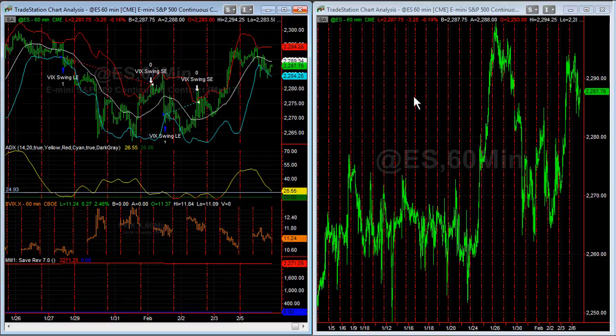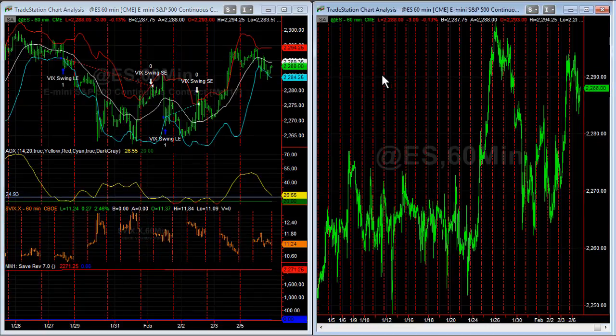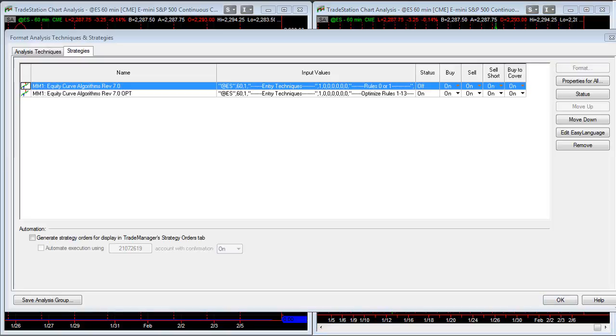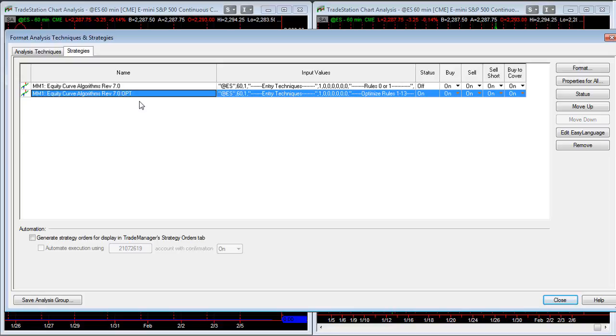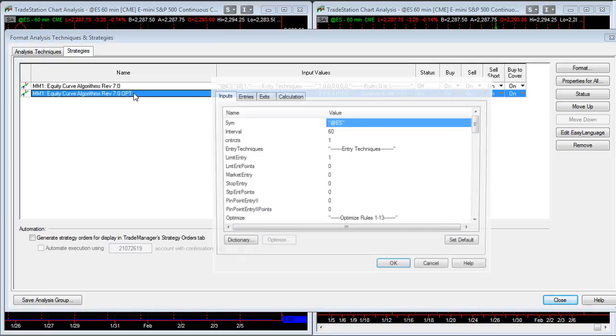Now we're going to set up the money management algorithm and do the optimization. So you see a 60-minute chart. You go format, strategies, and you see the equity curve algorithm revision 7.0 and the optimization algorithm OPT. So the names of these strategies are the same, but the optimization tool ends in OPT in revision 7. So let's take a look at the setup.